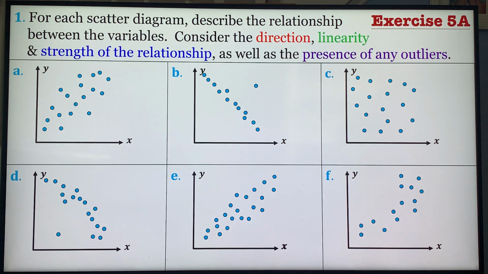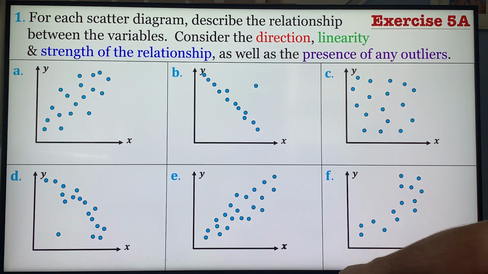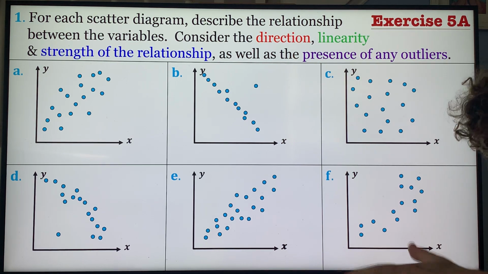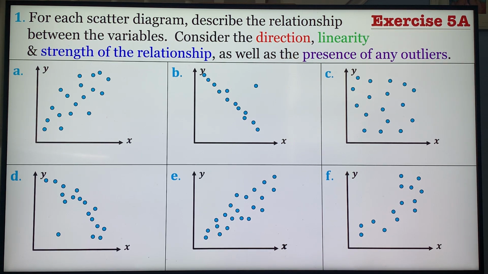All right, now we're going to do some examples. Example 1. For the scatter diagram and the relationship between 2 variables, consider the direction, positive or negative, the linearity, is it linear or nonlinear, the strength of the relationship, strong, moderate, or weak, as well as the presence of any outliers. So you're going to write 3 words down there describing the first 3, and then circle any outliers. You're going to do that for A, B, C, D, E, and F.